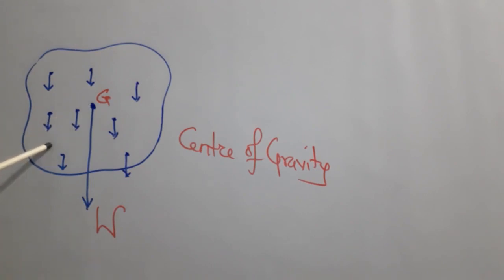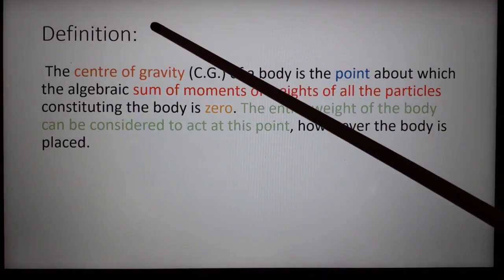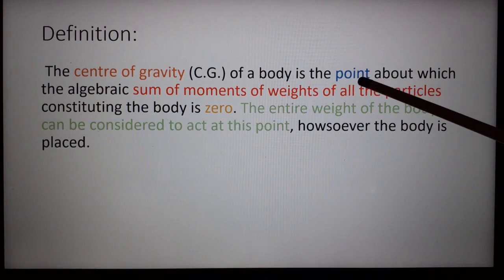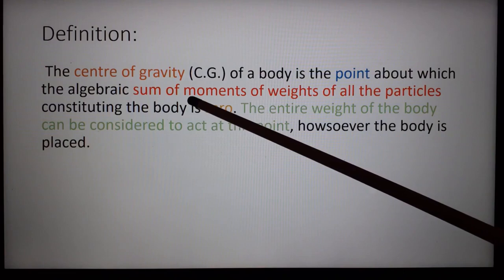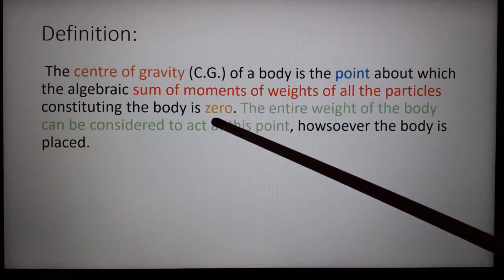Clear? Now, if I add up the anti-clockwise moment and the clockwise moment with a sign, then I will get the sum 0. Clear? So, about this point, that is, about the center of gravity, the sum of clockwise and anti-clockwise moments will be exactly equal to 0. This is an imaginary point which exists within all the particles and all the objects. So, the definition is: the center of gravity of a body is the point about which the algebraic sum of moments of weights of all the particles constituting the body is 0.